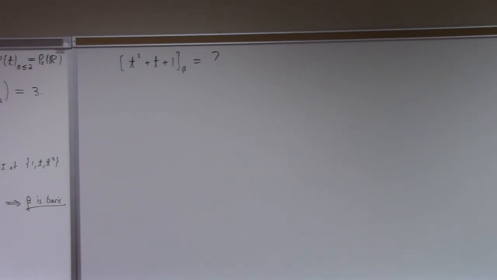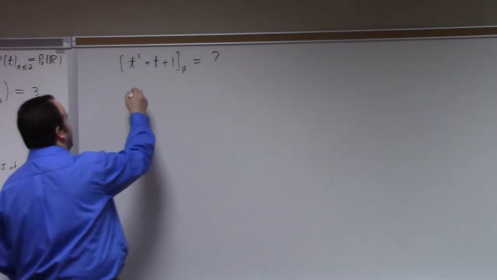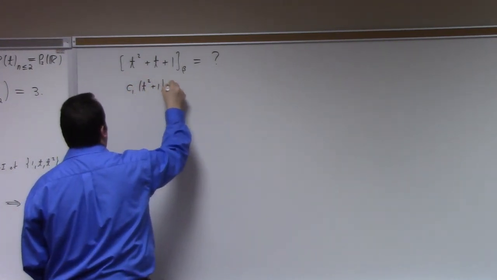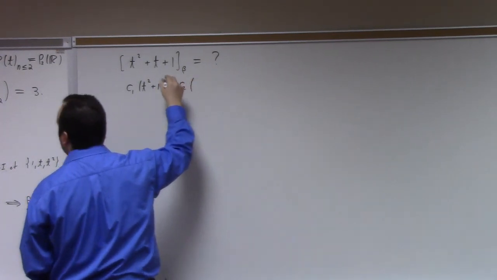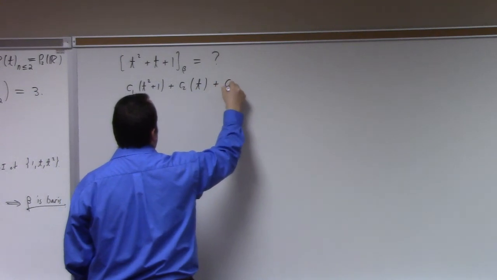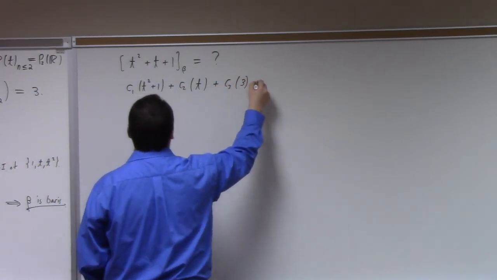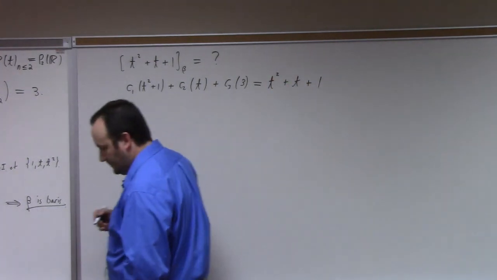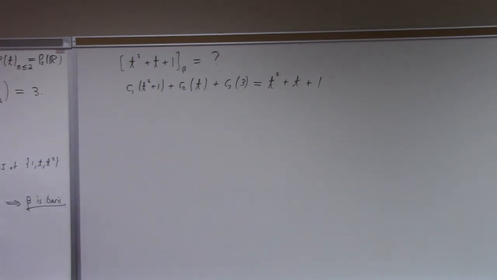Do you need to do equations here, or can we just use the definition, if we understand it? What does the definition say? What does it mean, the coordinate vector? We're asking for C1 times t squared plus 1, plus C2 times t, plus C3 times 3 to give us back the given polynomial, right? Do we need to do calculation to see that, or can we just see it? What can we choose for C1, C2, and C3? In this case, I think you can just see it.